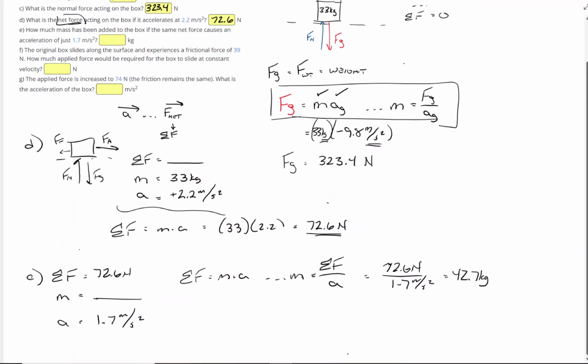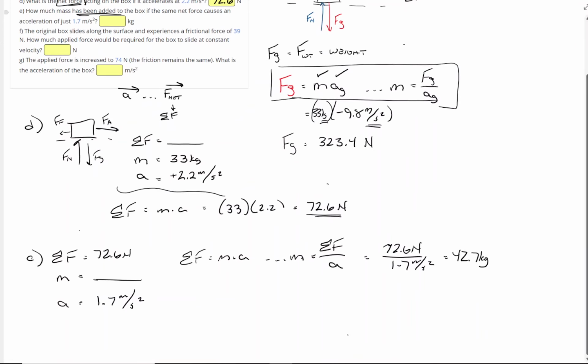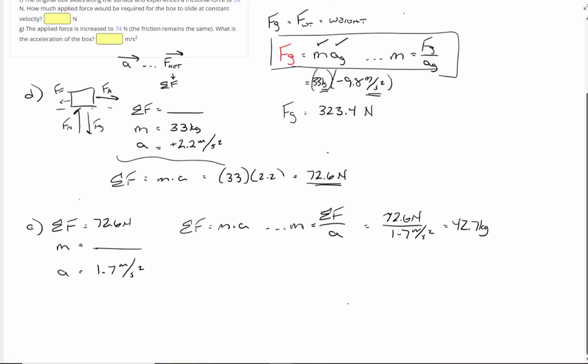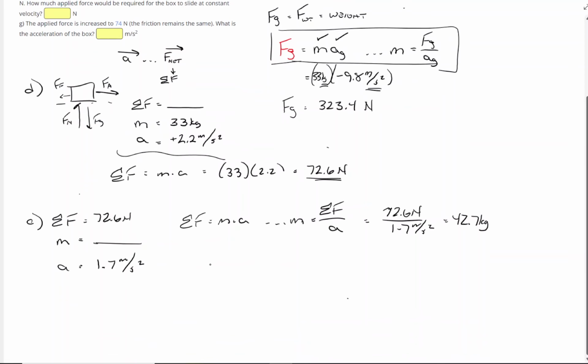And so I'm going to look to put in my answer, and I'm going to reread the question. How much mass has been added? Be careful, right? Our answer is not 42.7. How much mass is added? Well, we need to subtract the original mass from there. So 42.7 kilograms minus the 33 kilograms, which is our original mass.